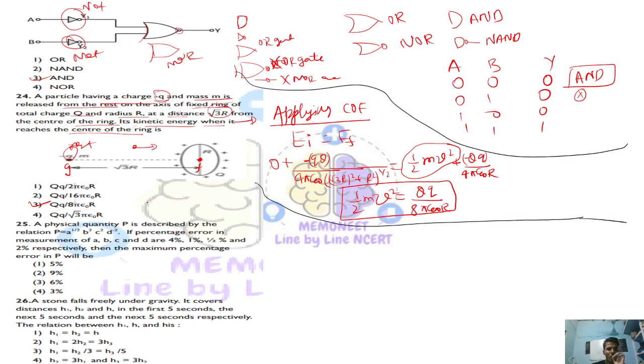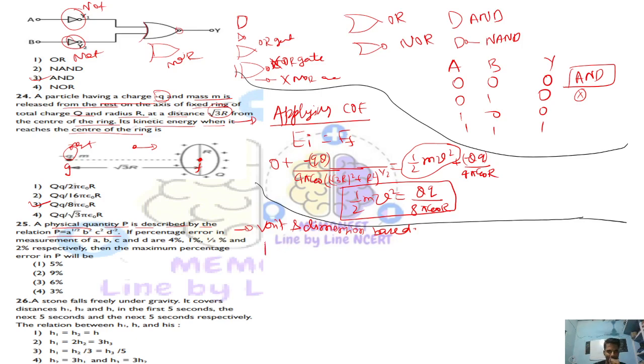Okay. Now moving to the next question. You have question number 25. You can see in question number 25, a physical quantity P is described by a relation. It's a unit and dimension based question basically.